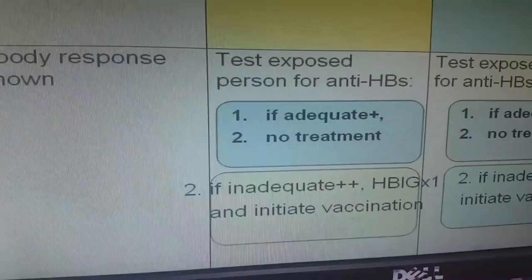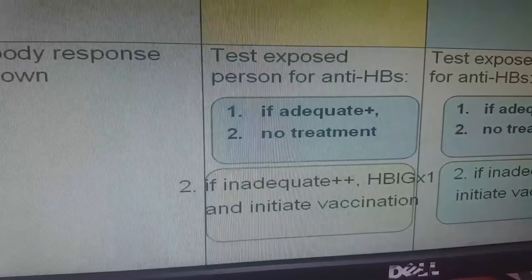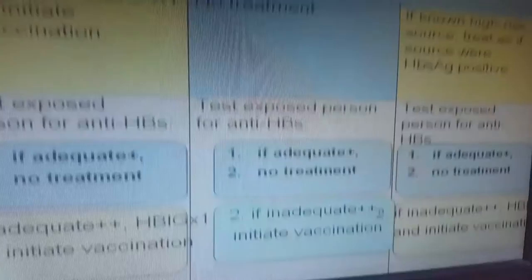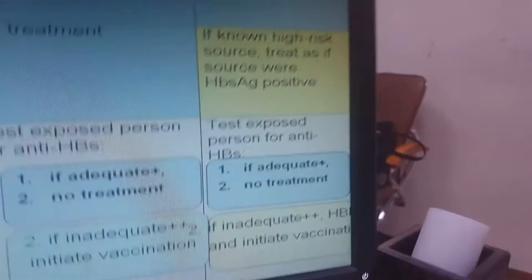If the antibodies are adequate, no treatment will be given. I am already safe, so no need to take anything. But if inadequate, start immunoglobulin and start vaccine. If the patient is negative, I will also do treatment. If adequate, no treatment. If inadequate, I will start vaccine. If it is an unknown case, I also have to do the antibodies for the employee health clinic.